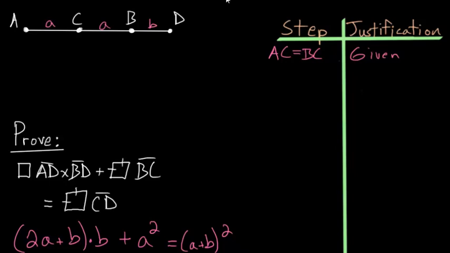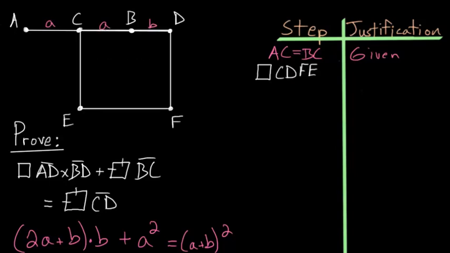So to start this proof, let's first construct a square using the line CD. And I've labeled this square as CDFE. And we can construct this square because of Book 1, proposition number 46.